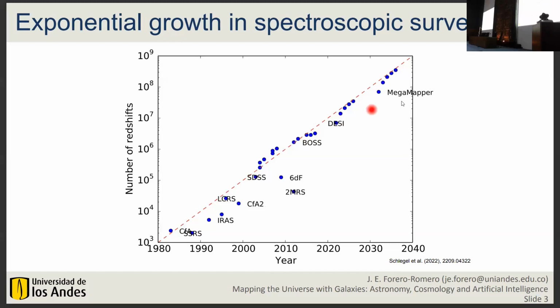The next generation, here is one example. This doesn't exist yet. We have Mega Mapper for the US-led experiment, but there are similar experiments planned in Europe and China. But the goal will be to have 500 billion spectra. If you take a look at this linear scale in time, and the logarithmic scale on the y-axis, you see that the growth is exponential. Every 10 years, we have one order of magnitude more spectra.